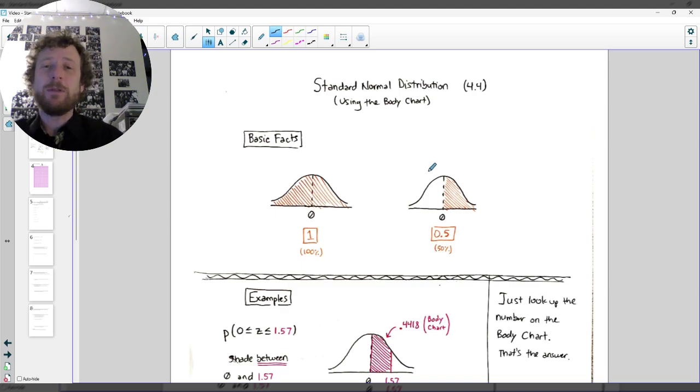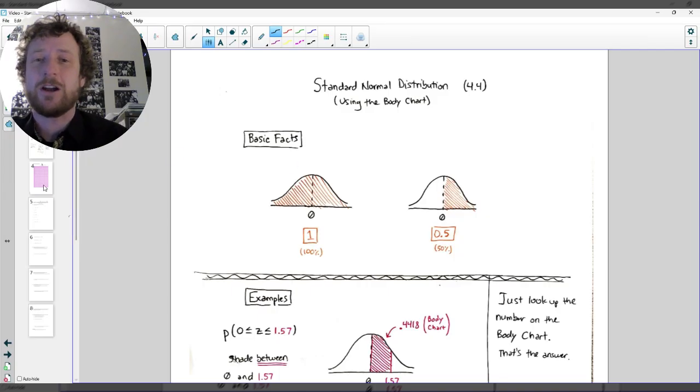So a couple of basic facts before we start. The whole curve represents 100% of the data. So if you had everything shaded, that's 100%, or we could just say 1. Okay, that's decimal form. And then half of the curve, shocker, represents 50% of the data, or 0.5. This will come into play a lot as we are trying to use this chart.